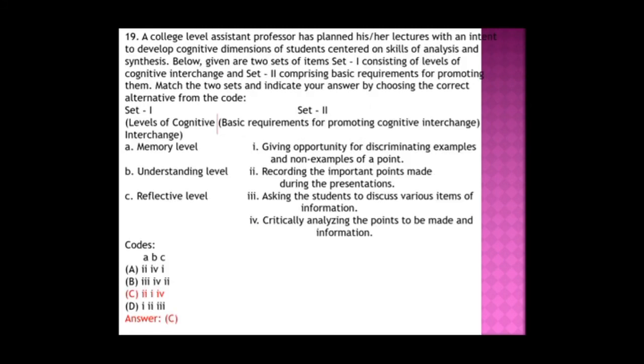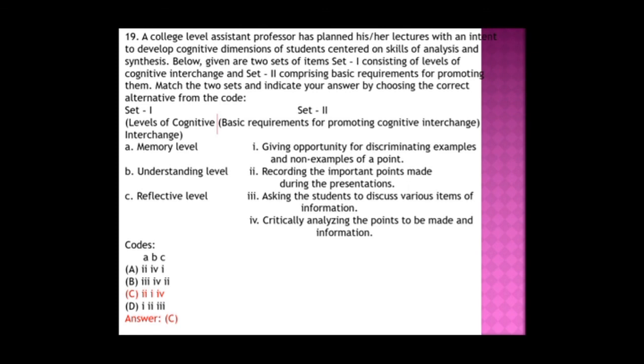And 19th question, a college level assistant professor has planned his or her lectures with an intent to develop cognitive dimensions of students centered on skill of analysis and synthesis. Below are two sets of items. Set 1 consists of levels of cognitive interchange, and set 2 comprises basic requirements for promoting them. So you can match both set 1 and set 2 and come out with the answer.